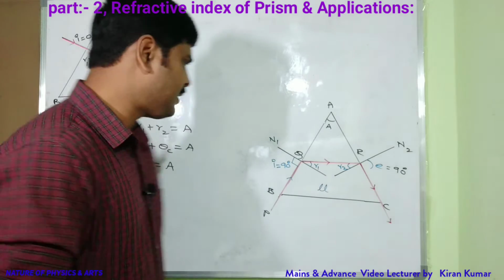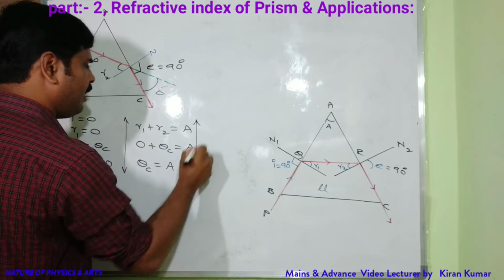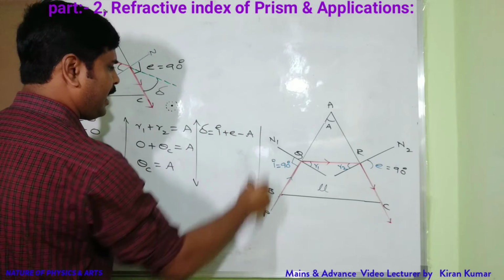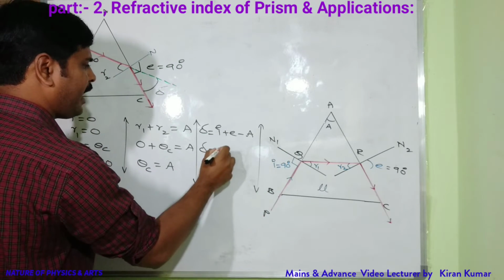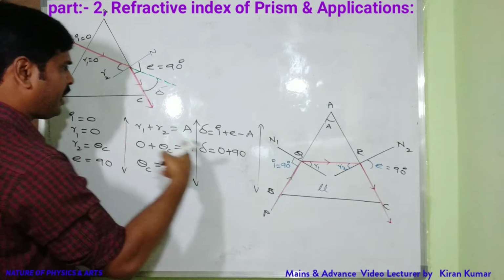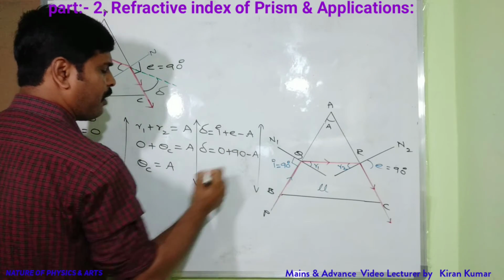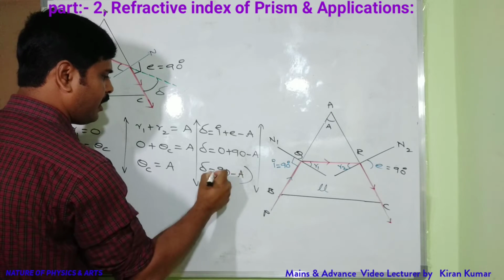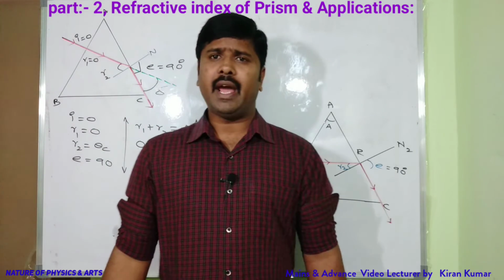And we can also discuss the second relation, that is delta is equal to i plus e minus A. Okay, see now, delta is equal to, i is 0, e is equal to 90 degrees, the angle of emergence, and A is the angle of prism. So now delta is equal to 90 minus A. We got two relations here with respect to the given diagram.